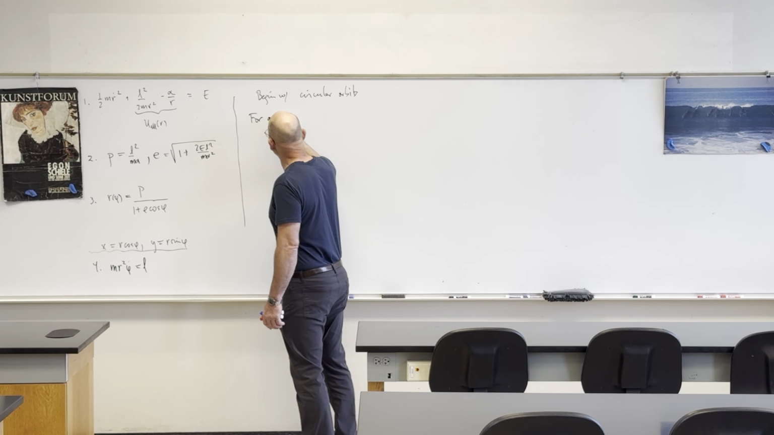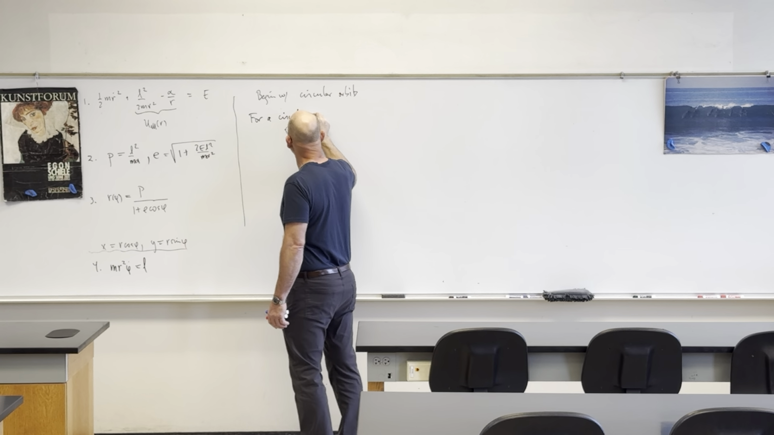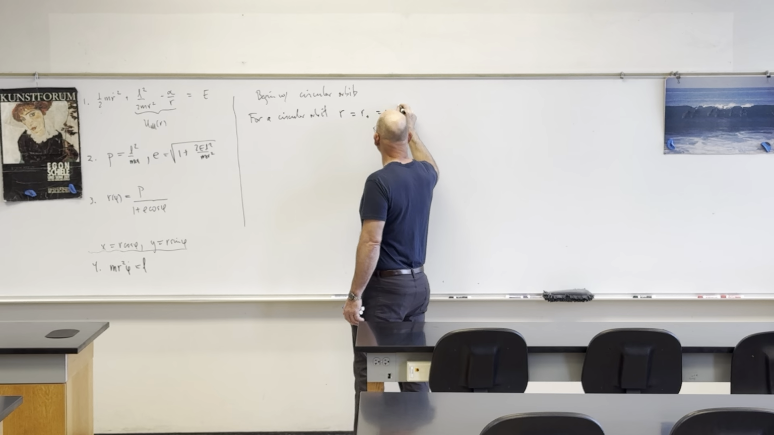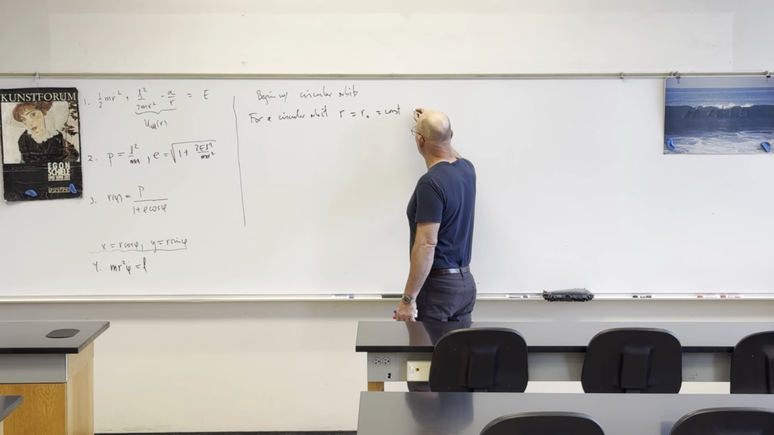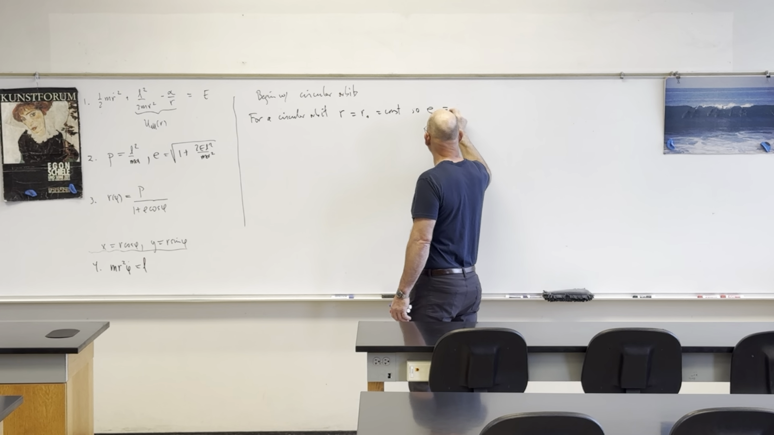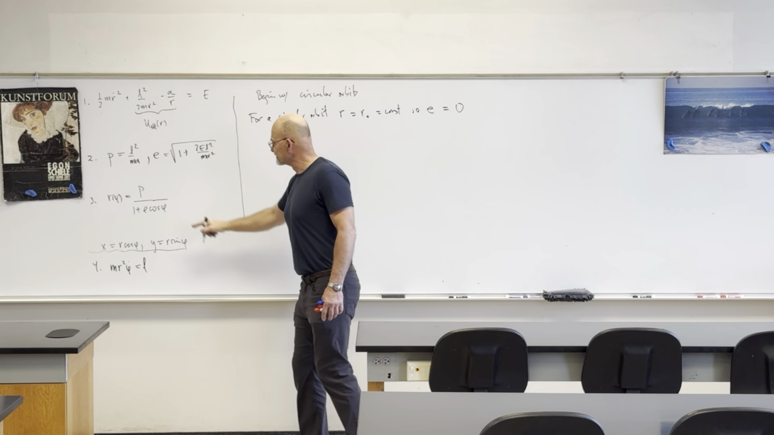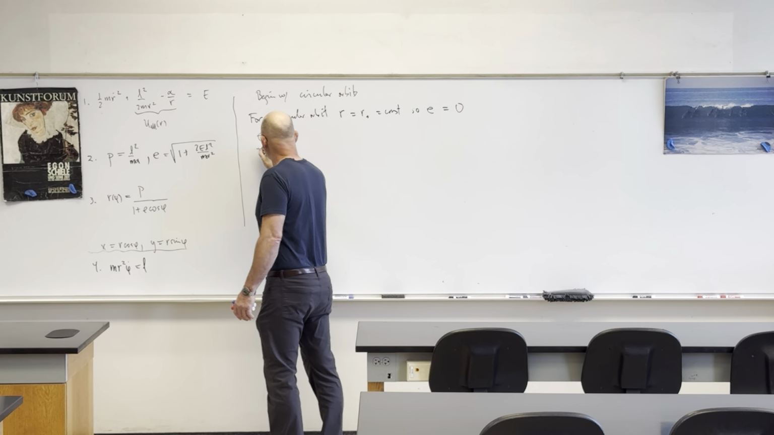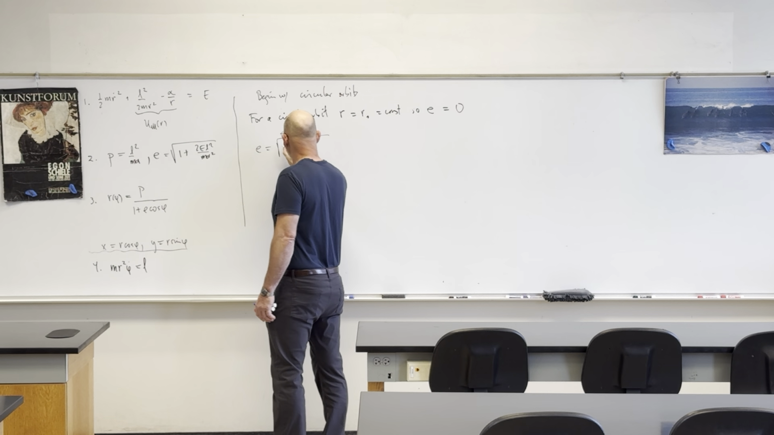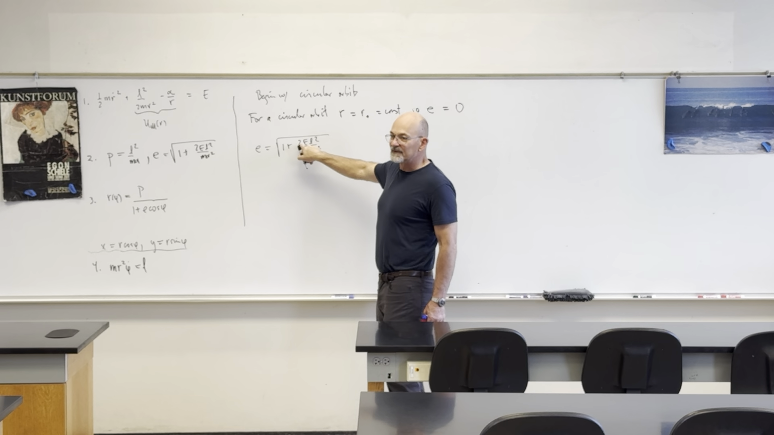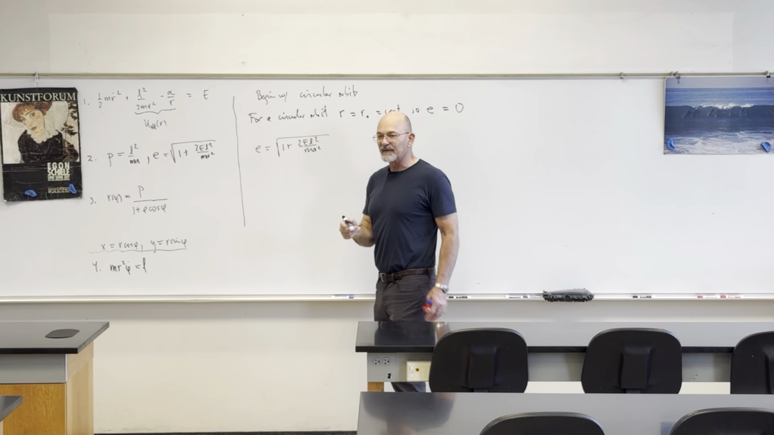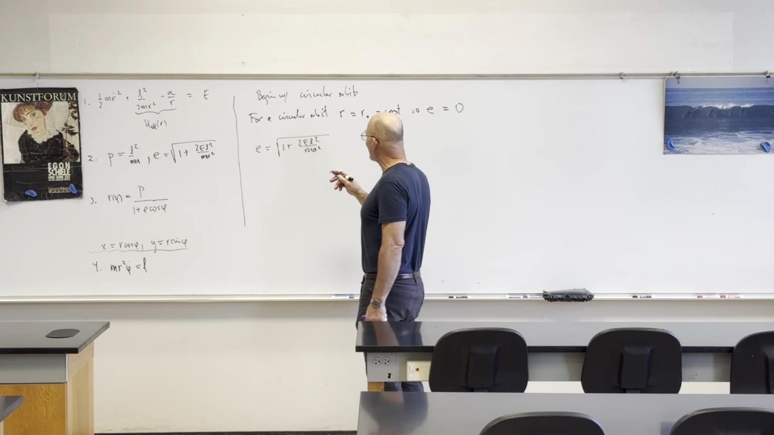So for a circular orbit, let's put this in words. For a circular orbit, R naught equals constant. So E has to equal 0 right here. That's interesting. So E equals root of 1 plus 2EL squared over M alpha squared. And for that to equal 0, the energy has to be negative. And we had actually seen that the other day, right? Negative energy for bounded orbits.